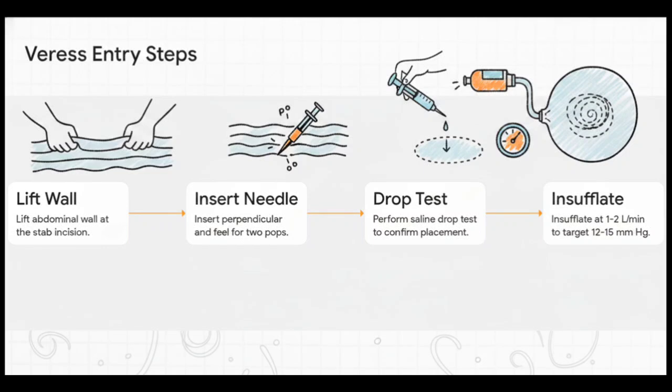Third, you've got to perform the saline drop test. The saline should flow easily right into the abdomen without returning. And finally, begin your insufflation at a nice low flow rate of 1 to 2 liters per minute. Your initial pressure should literally never exceed 10 millimeters of mercury. If it does, stop. Your needle is in the wrong place.